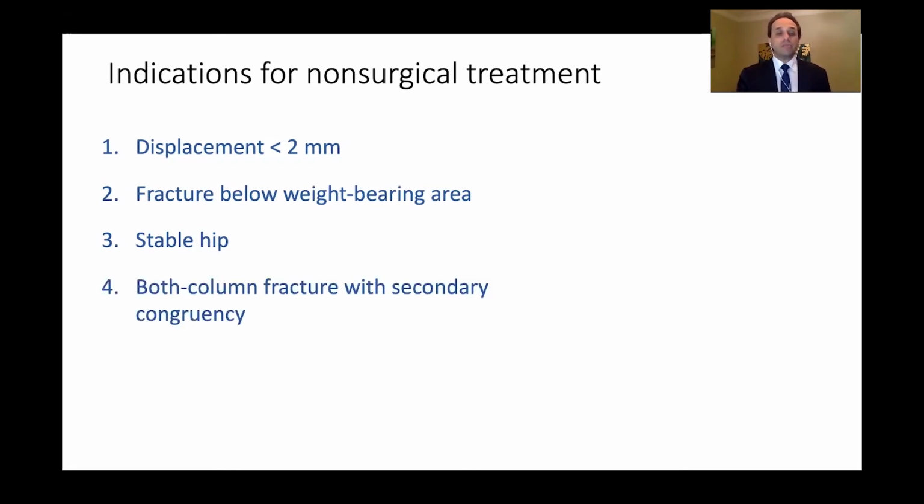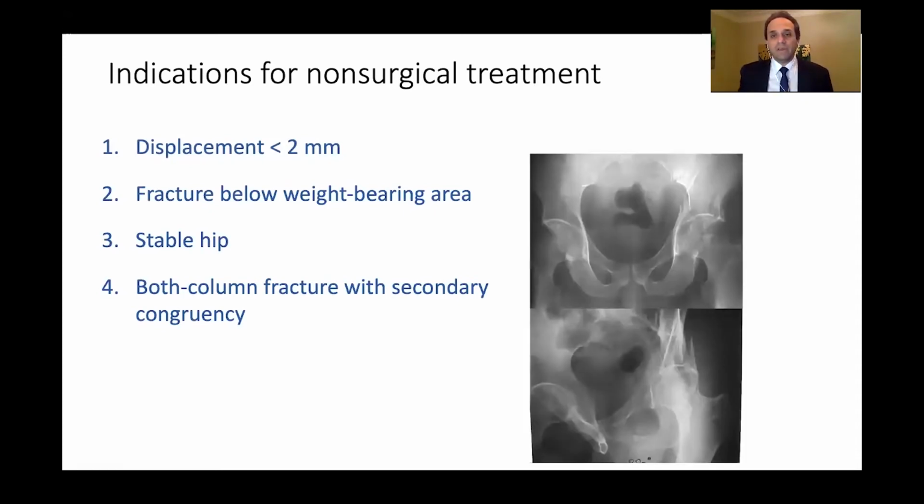A both column fracture with secondary congruence, and this is a bit peculiar, so I found this X-ray in one of Dr. Wael Taha's lectures. Here you can see that the acetabulum is fractured everywhere, but it still maintains the rounded shape around the head. So we call this secondary congruence. Congruence is the containment of the head inside the acetabulum, and this is secondary because it's all fractured. So for example, if you have a case like this and the patient is 60 years old, you may treat him conservatively.